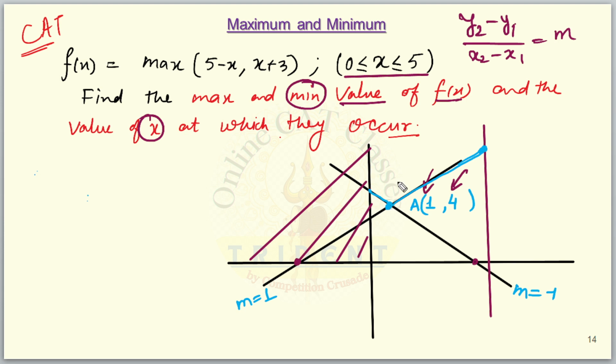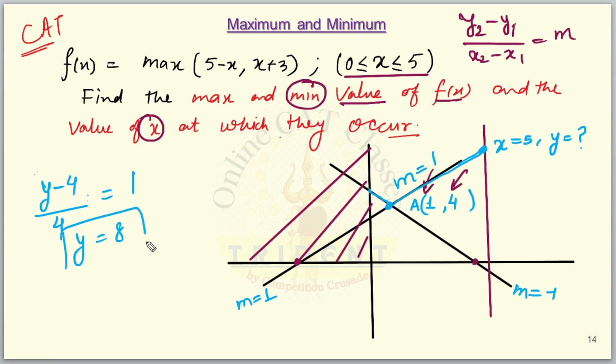So let's see what all I know. The gradient, or rather the slope, is 1. At this point I know that x equals 5. For y I have no idea. The other point is there, so can I make use of it? Of course we can. So (y minus 4) divided by (5 minus 1), that is 4, equals 1. y comes out to be 8. Very easily we are able to calculate. So this point is (5, 8).